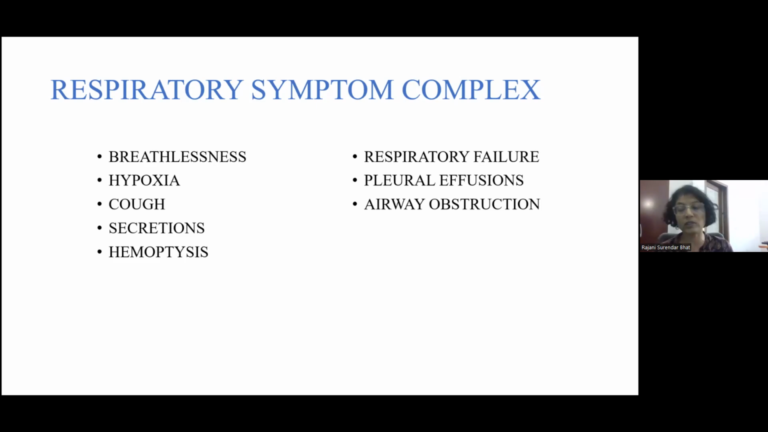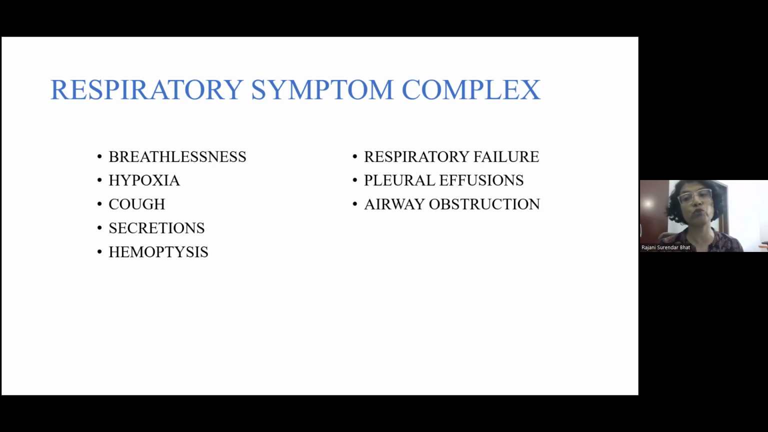Hemoptysis is such a distressing symptom. When you're coughing up and blood comes out, a very distressing symptom, and also something which causes severe panic and anxiety. One coughs a small amount of blood which would not be so consequential in another part of the body. 150 ml of blood is called massive hemoptysis, because that can lead to complete respiratory failure.